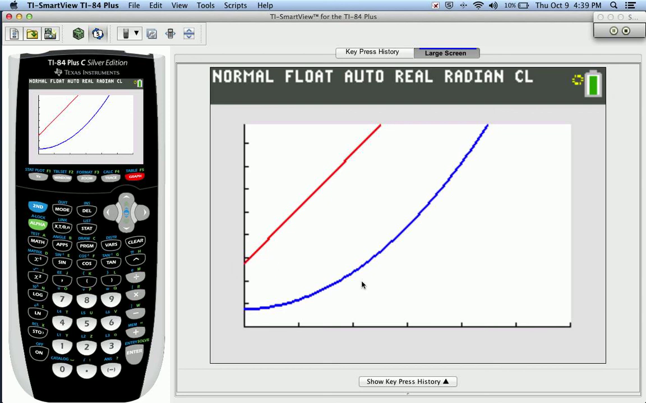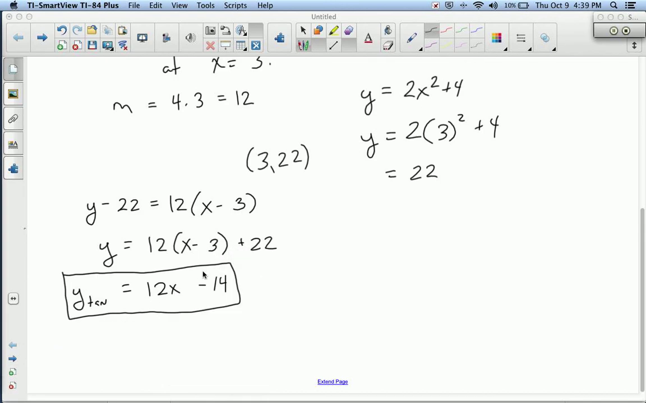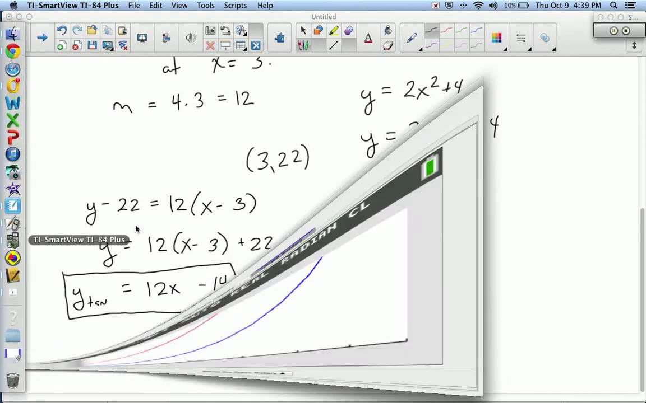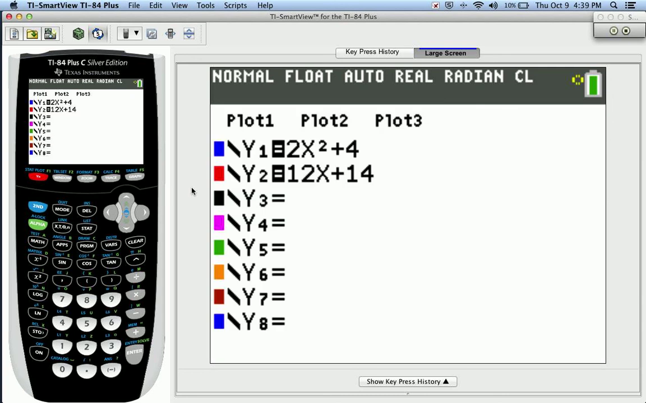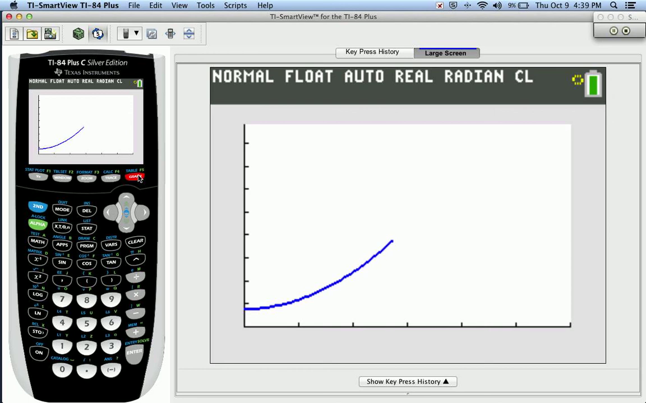Whoops. Not even close. So I have to go back. Did I type something wrong? 12x minus 14. Well, that's a little embarrassing. Let's go back to y equals 12x minus 14. See, we knew what we were expecting to see. So we delete that. I could have just put a minus over top of it. 12x minus 14. Now we graph it. And voila. There it is. Our tangent line right smack in the middle, as we expected.